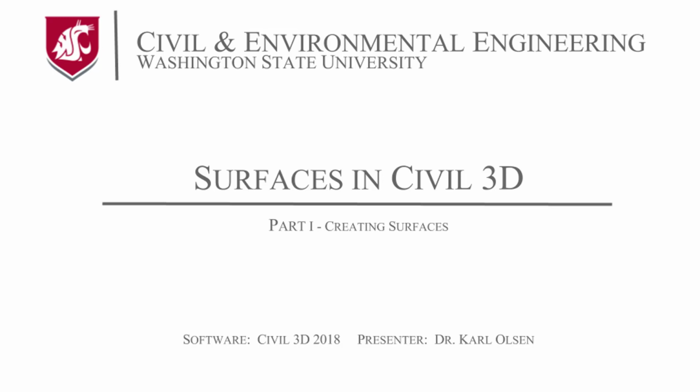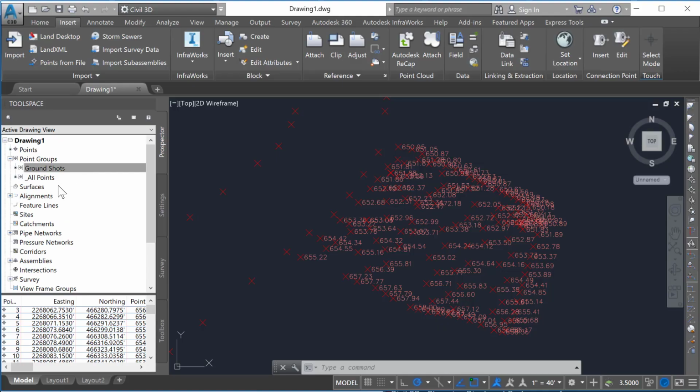In this tutorial, I'll show you how to create surfaces from point groups. What you'll notice here is we have a grouping of points. These are just the ground shots that we have listed for a parking lot. And notice the other markings over here, the other points are not listed in that group. And we want to just use those to create a surface.